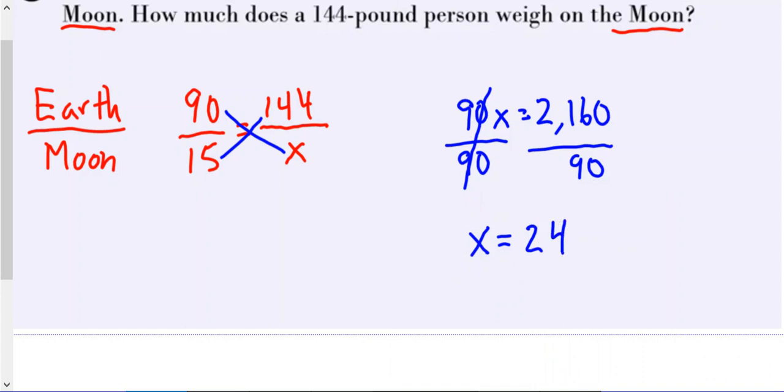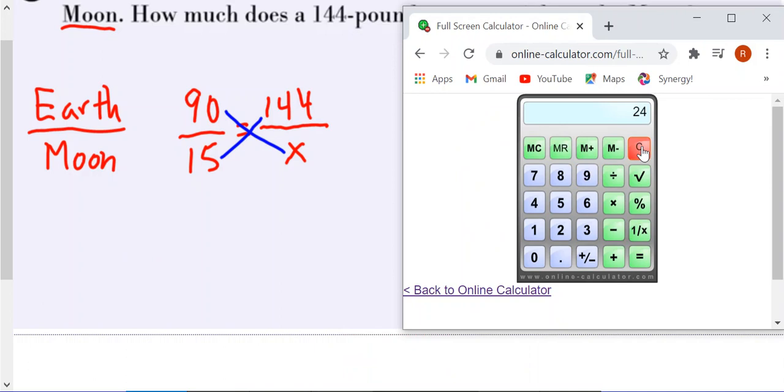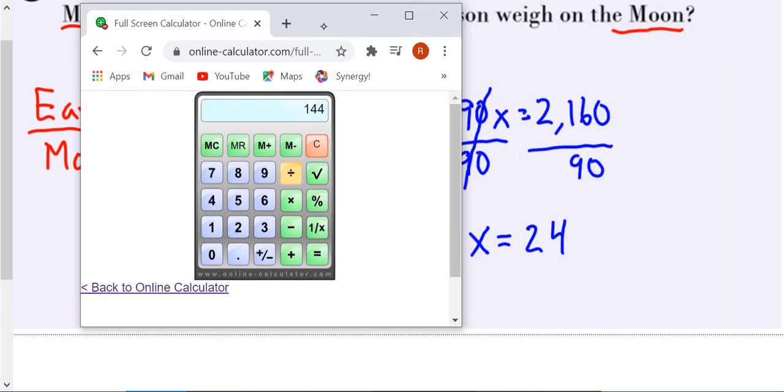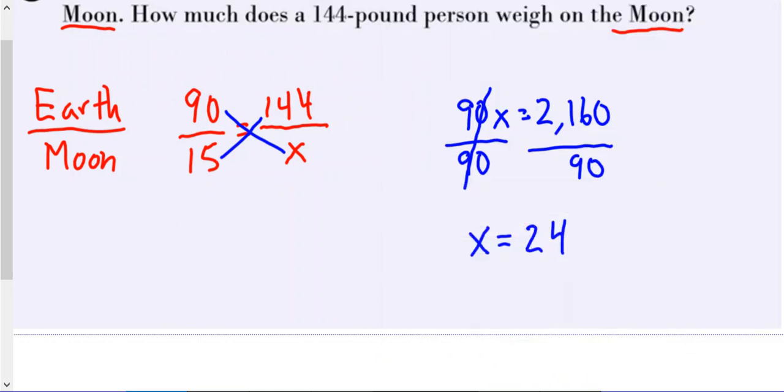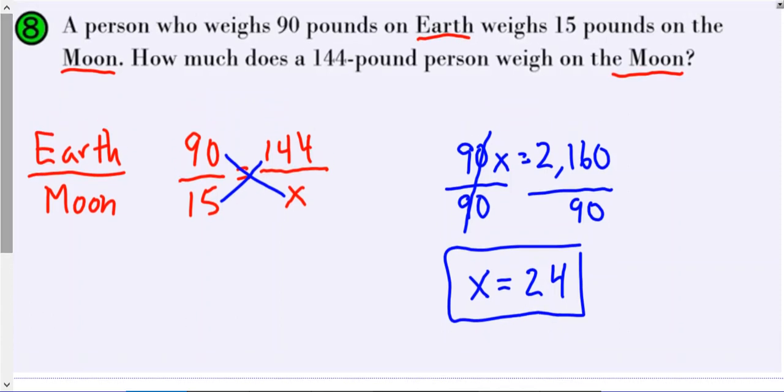Okay, and just to show you how this will work, I'm just going to real quickly divide using the calculator to check my answer. I'm going to say 90 divided by 15, and that is equal to 6, and then we got 144 divided by 24, and that is equal to 6, so we know our answer is correct. X equals 24, so a person who weighs 144 pounds on Earth would weigh 24 pounds on the moon.